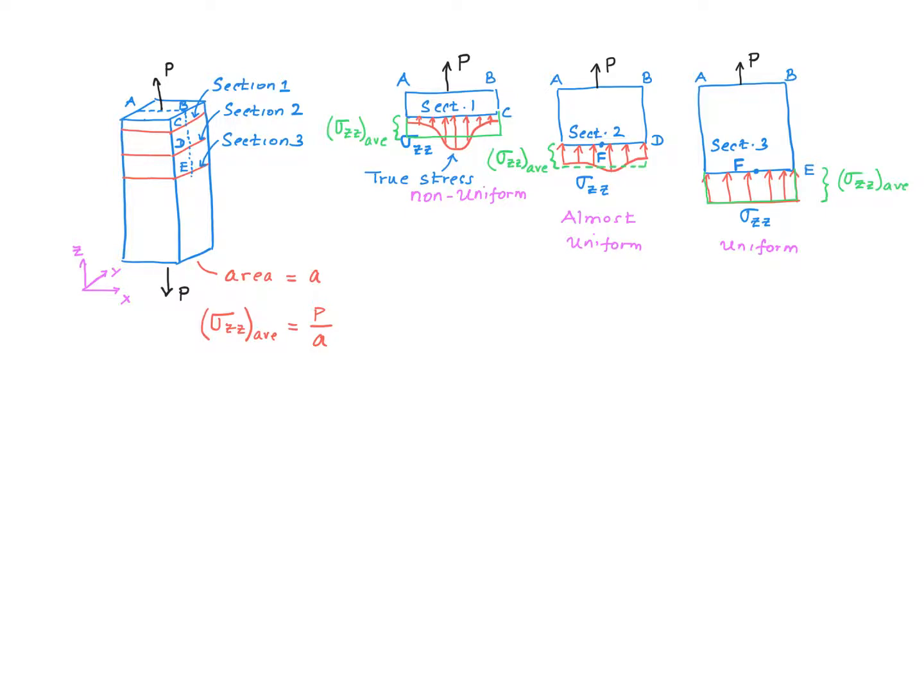So in some areas it's going to be larger than the average stress, and other areas it's going to be smaller than the average stress. As this section moves farther and farther away from the point of application of the load, then the distribution approaches a uniform distribution. So here it is almost uniform, but not quite, but here it is exactly uniform. When it becomes uniform, the magnitude of the true stress distribution becomes exactly equal to the average stress distribution that we calculate using this formula.